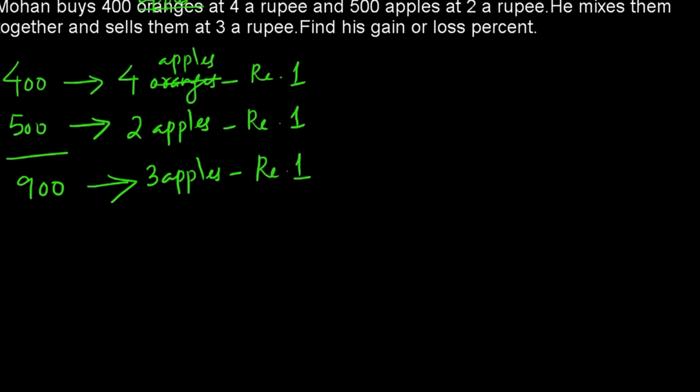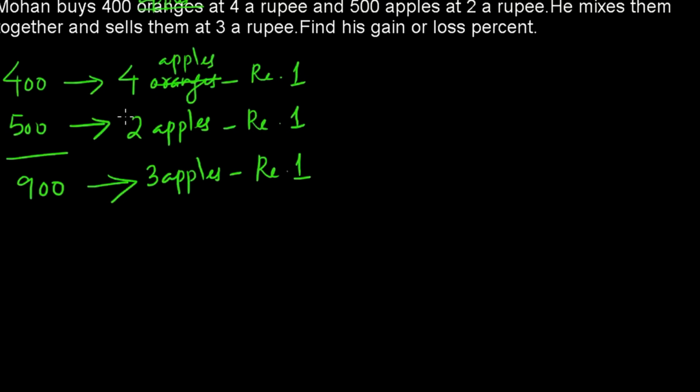So we know in order to find out the gain or loss percentage, we have to know the total cost price and total selling price. So the simple method to solve these kinds of problems is to find out the total cost price and the total selling price. Then we can easily determine the gain or the loss percentage.